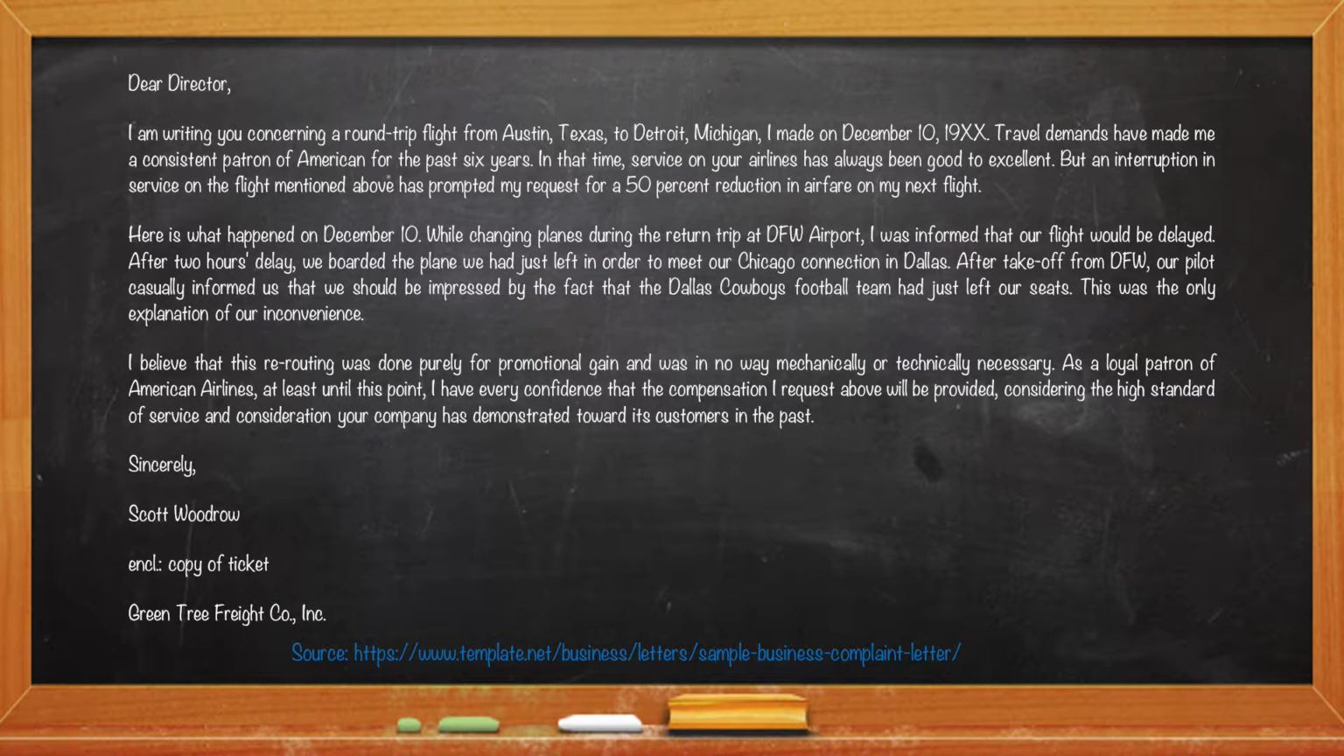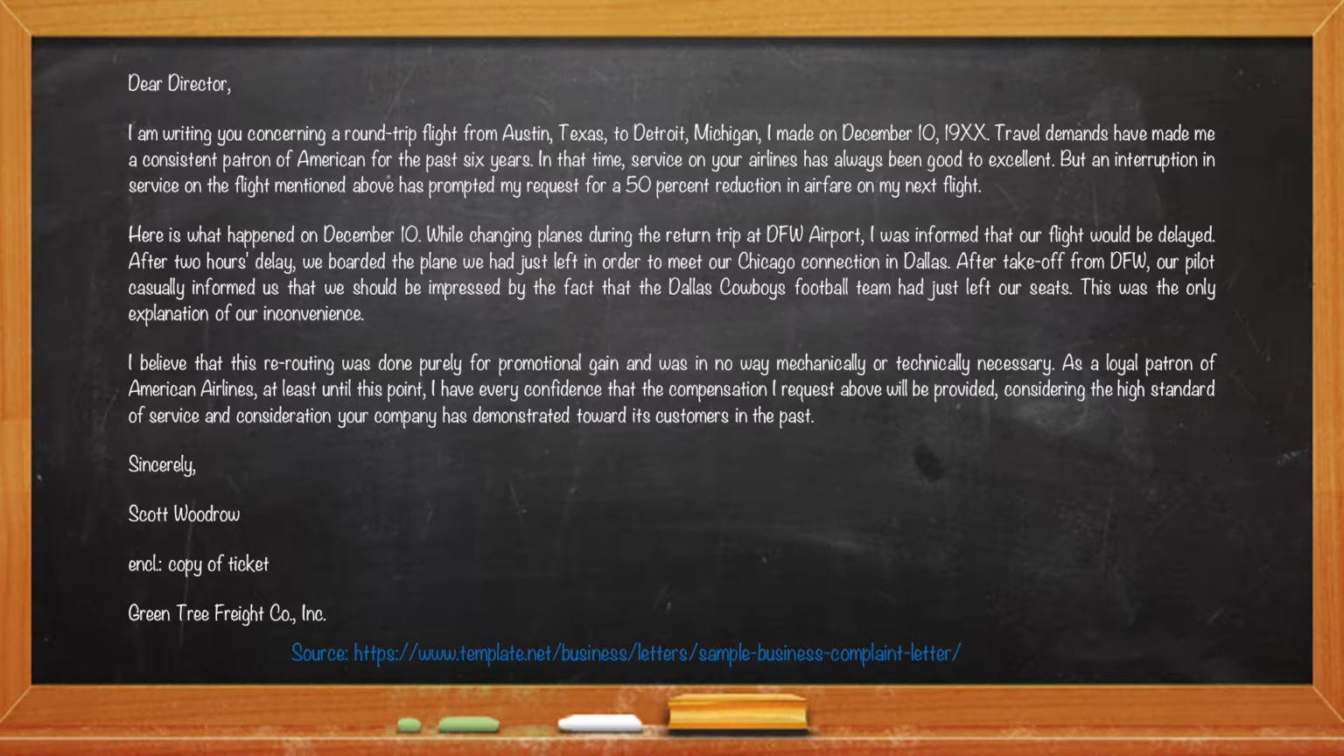Now, here is another letter. I have already mentioned the source. I have taken it from a very credible website, and look at what that person is complaining about. A very interestingly written letter. Dear Director, I am writing you concerning a round trip flight from Austin, Texas to Detroit, Michigan I made on December 10, 19. Travel demands have made me a consistent patron of American Airlines for the past 6 years.